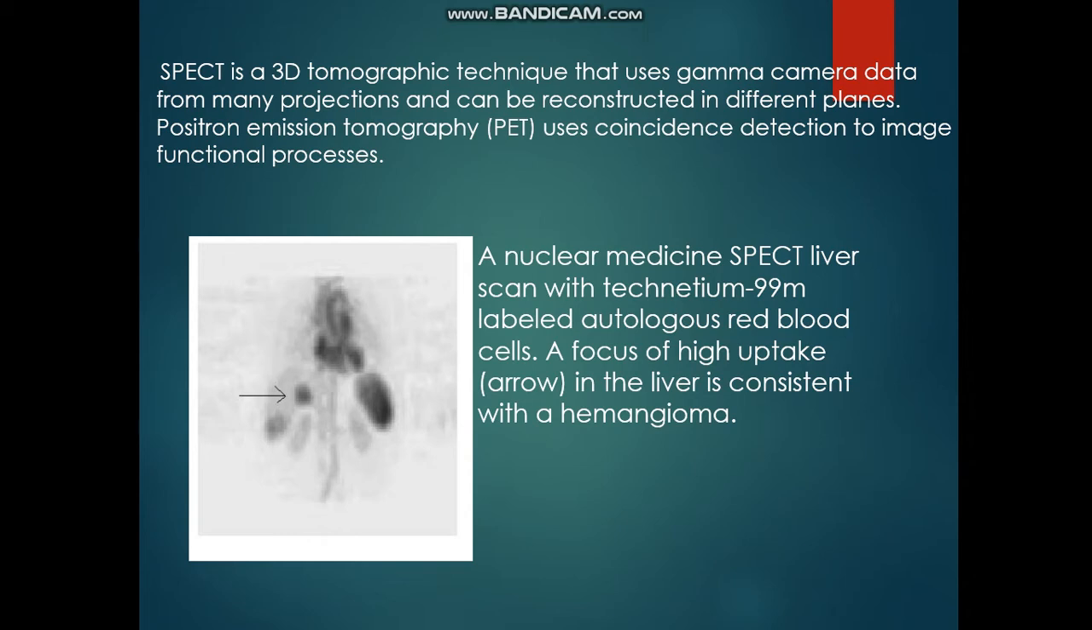SPECT, or single photon emission computed tomography, is a three-dimensional tomographic technique that uses gamma camera data from many projections and can be reconstructed in different planes. Positron emission tomography uses coincidence detection to image functional processes. In this picture, you can see a SPECT liver scan with technetium labeled autologous red blood cells. A focus of high uptake in the liver is consistent with a hemangioma.